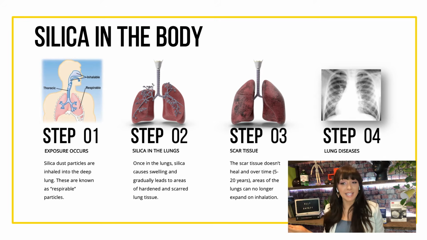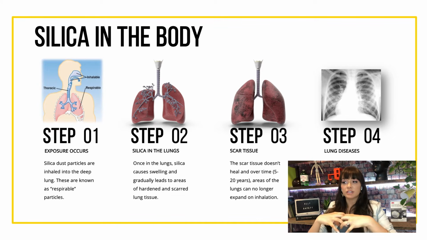So what happens when it gets into your lungs? Once it's in your lungs, basically treat these little tiny rock particles like you would treat a sliver. Let's say you get a sliver on your finger, it's going to swell up a little bit, and that's your body's way of creating some pressure to work that sliver out. Your lungs are going to swell, and it's gradually going to lead to areas of hardened tissue because they can't work the silica out. So rather than working that little bit of silica out, it's going to form scar tissue all around it.